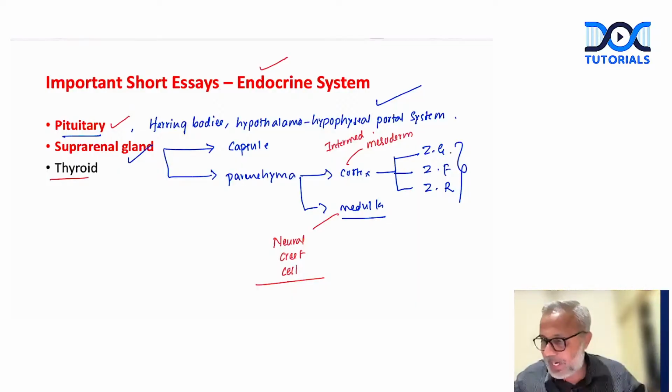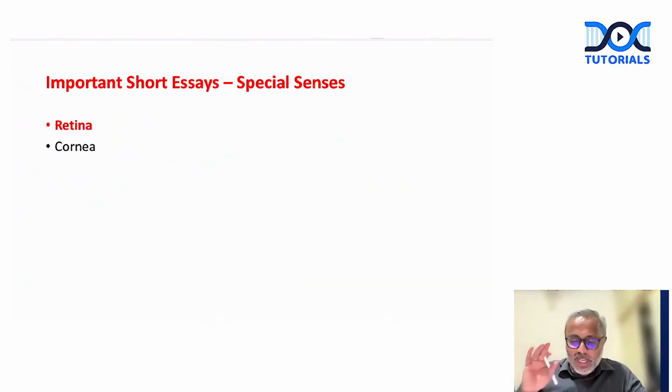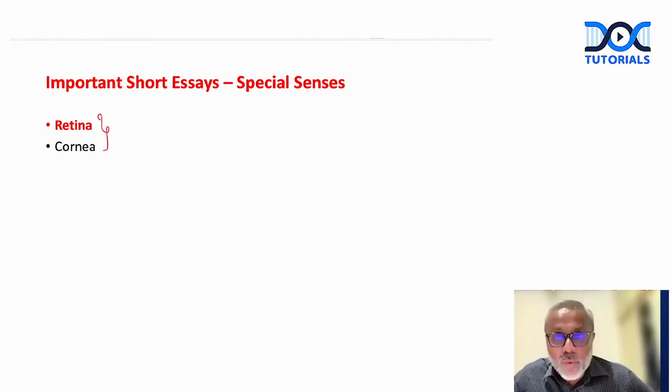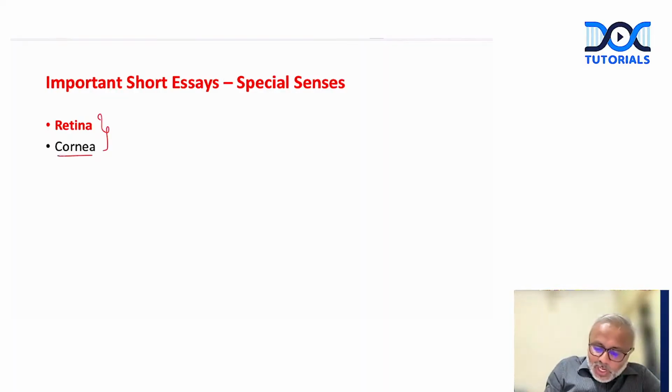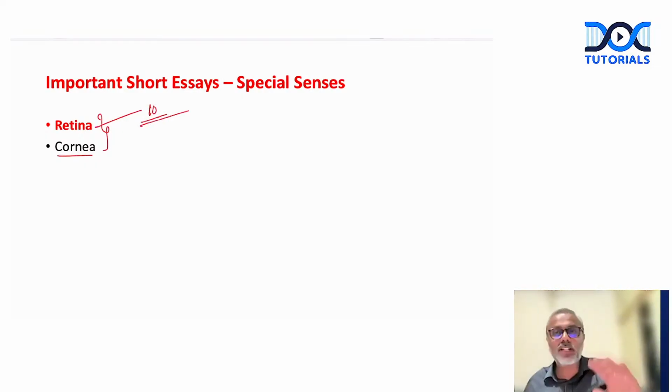Done? Right. Now, apart from this, if we talk about special senses, there are two questions that can come. One is the histology of retina, and the other one is histology of the cornea. Now, of course, we all know that retina is made up of 10 layers. By this time, you must have mastered the listing of all the 10 layers. When cornea is asked, again, draw the diagram.